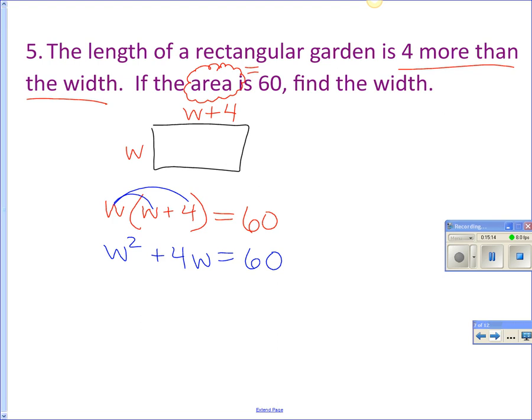Very good. The 60 has to move. The 60 has to move, and it becomes what? Minus. Why does it become minus? Because it crosses the line. So we got W squared plus 4W minus 60.